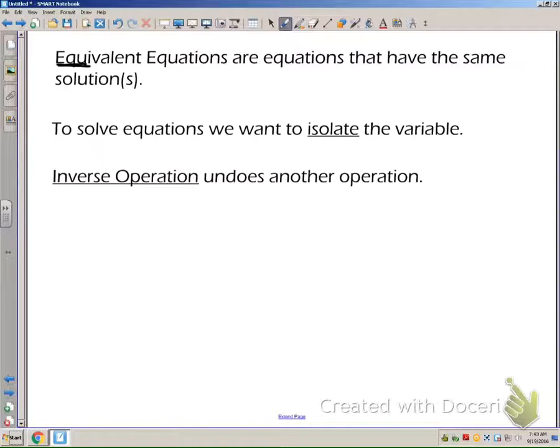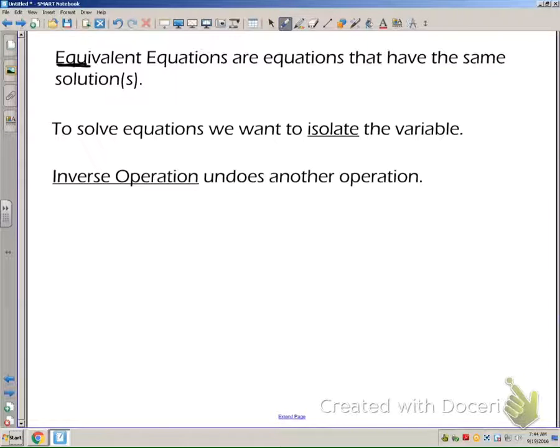So in order to solve these equations, we're going to want to isolate the variable. If you think about what it means to isolate yourself from the world, that means you're secluded, you're all alone, you're by yourself. So what we want to do in these problems is get these variables all by themselves on one side of the equal sign.